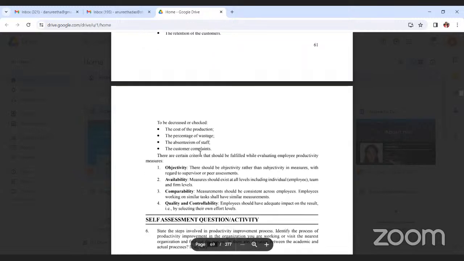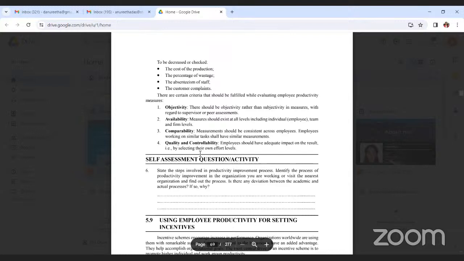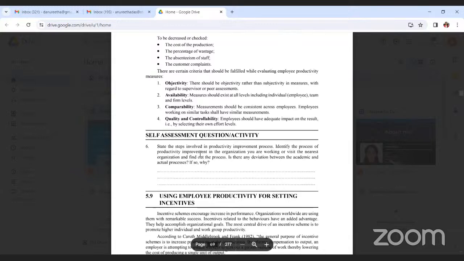So these are the criteria which you need to evaluate: that is, objectivity, availability, comparability, quality and controllability. So basically, you are able to measure them. You should be able to measure and assess them. You have to include different levels to measure them, the availability of the resources in order to measure them at all levels, and compare them with different employees as well, or for different tasks. And you have to be able to get the impact of the result also, that you are able to measure.